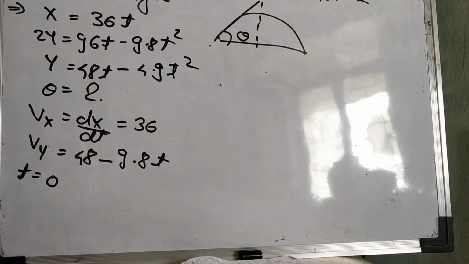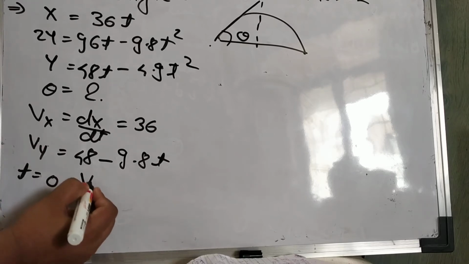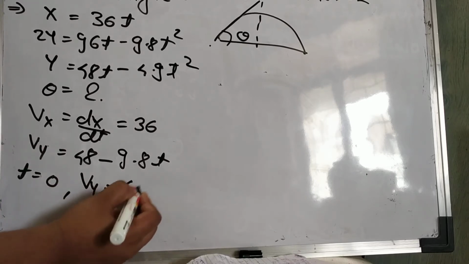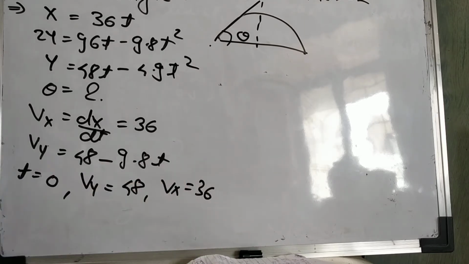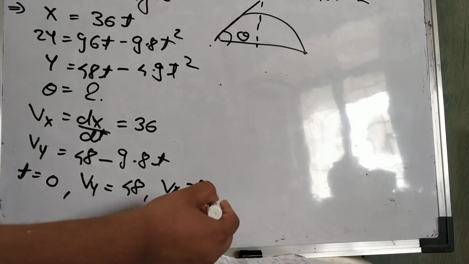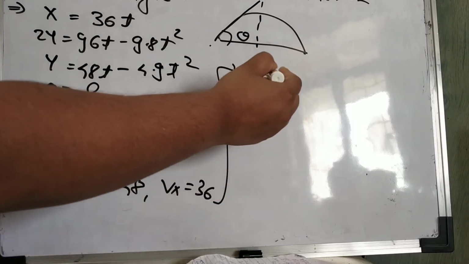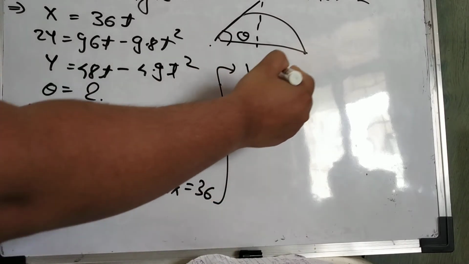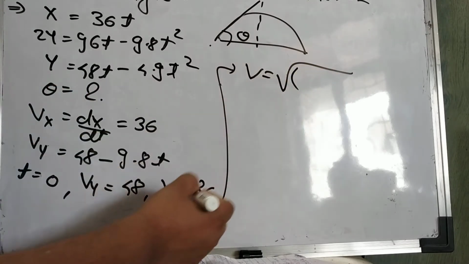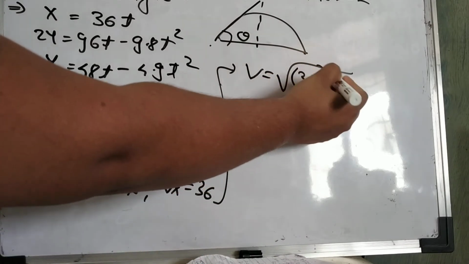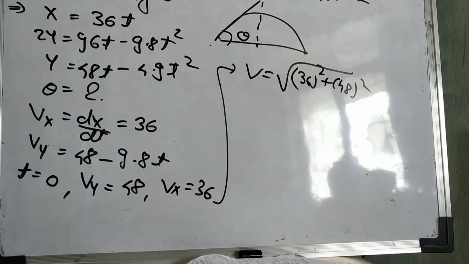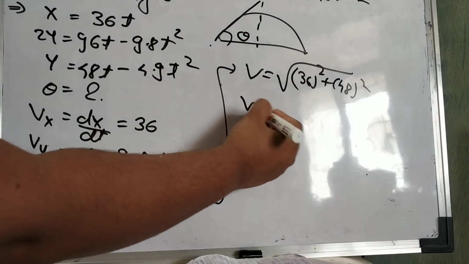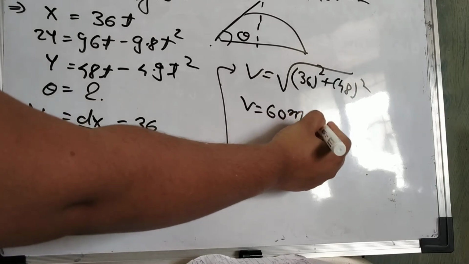Okay, so Vy is equal to how much? Vy is equal to 48 and Vx is equal to 36. From that we get what? V is equal to how much? V is equal to the square root of Vx square plus Vy square, that is 36 square plus 48 square. If we solve this equation, we get V is equal to 60 meter per second.